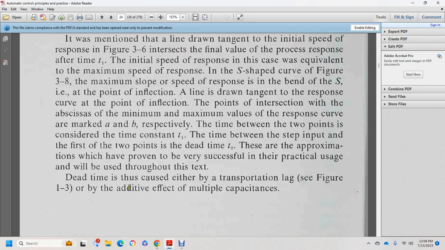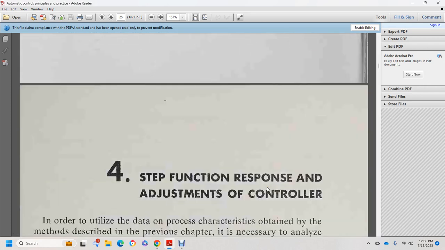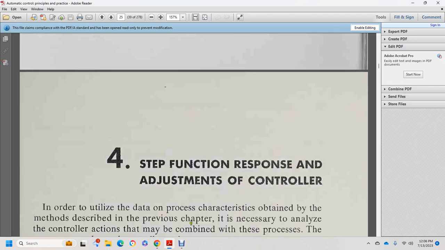There are approximations which have been given, proving very successful and practical, and they will be used throughout this text. Dead time is caused either by transportation lag, figure 3-1-3, or by the additive effect of multiple capacities. Chapter 4: Step function response adjustment of the controller.